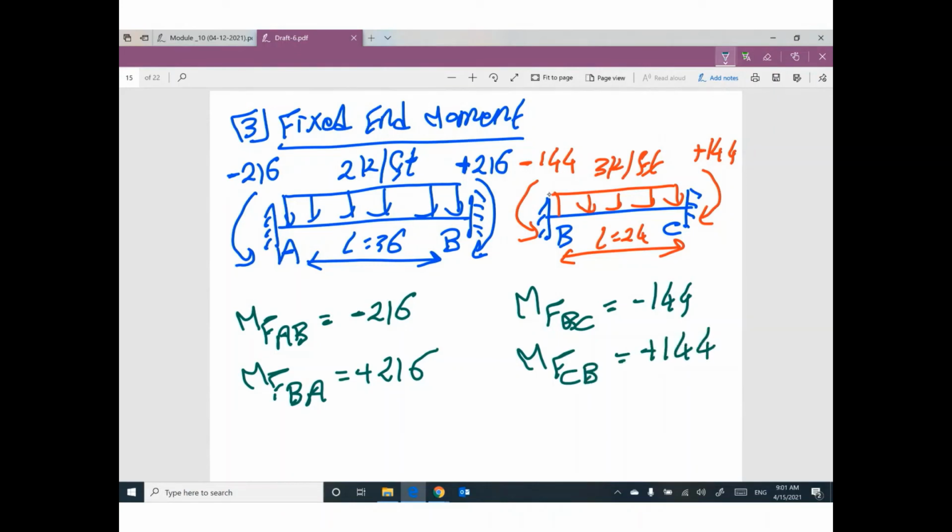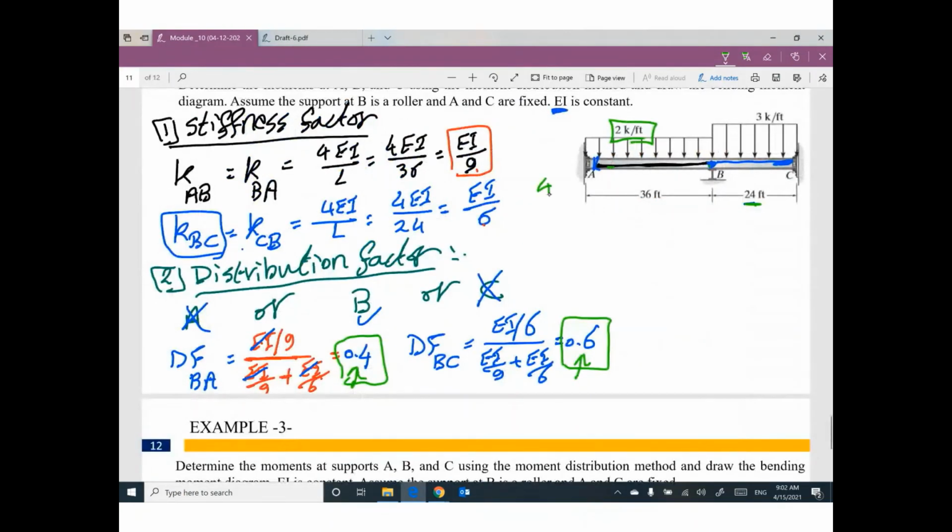Guys, we have a big issue here. The value at B related to this beam is 144, and the value at B related to this beam is 216. We need to increase 144 up, and we need to decrease 216 down to make sure the two values are equal. So we have the fourth step.